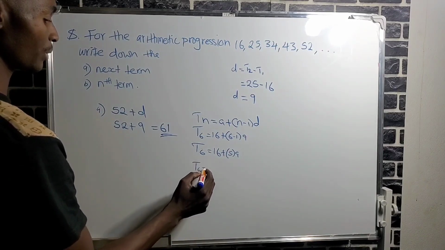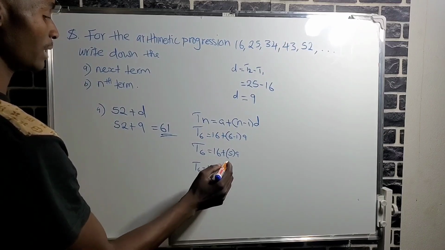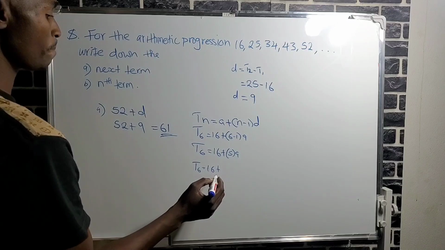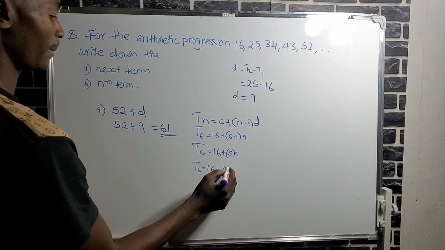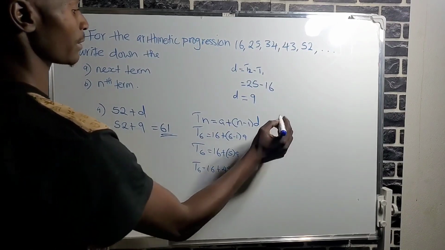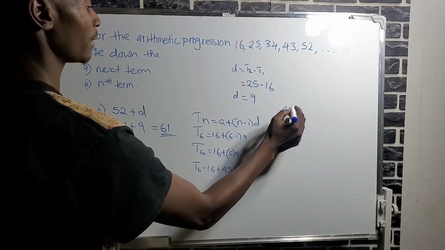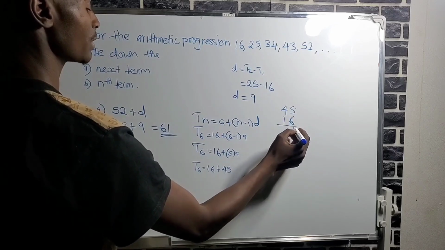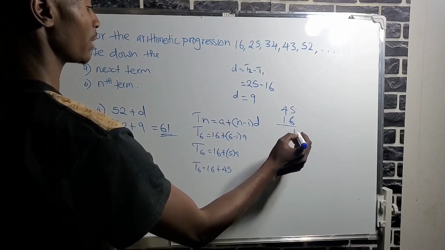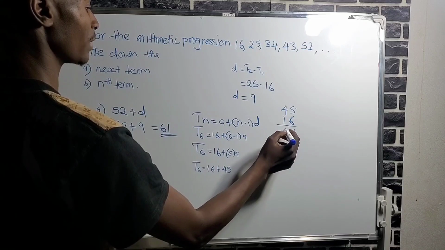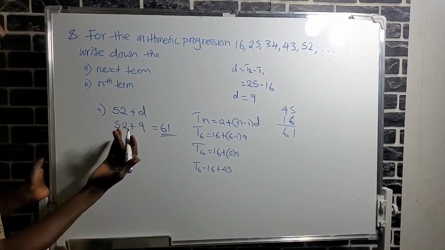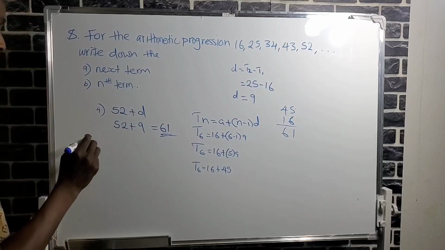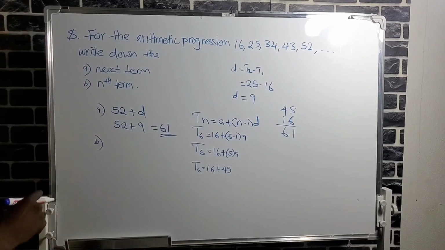So T6 is equal to 16 plus 5 times 9, which is 45. Then 16 plus 45: 5 plus 6 is 11, so 1 carry 1, 4 plus 1 is 5, plus 1, 6. We're going to have 61. Guys, this is simple. Let's go to question B.